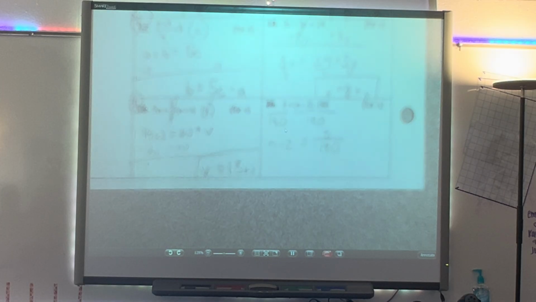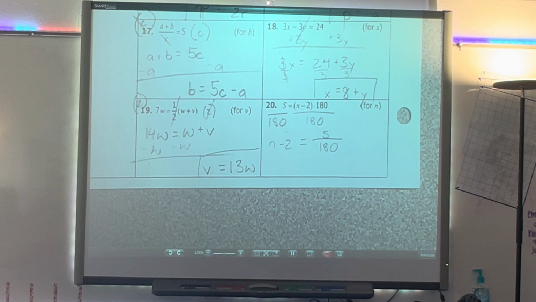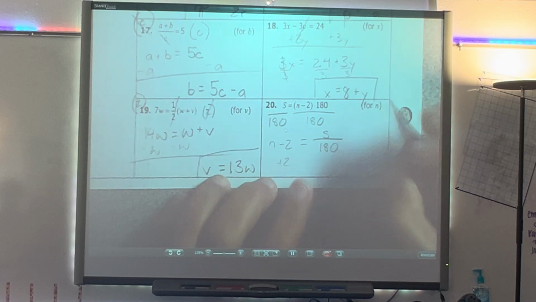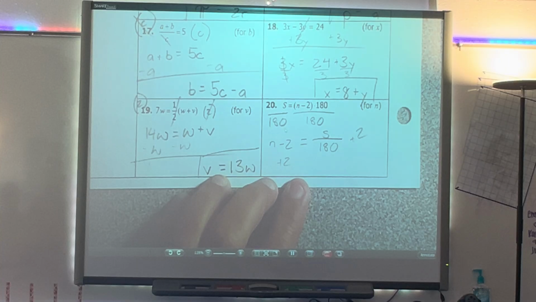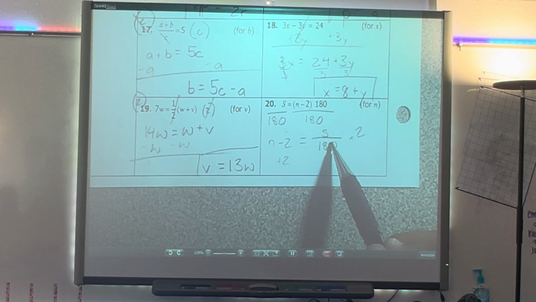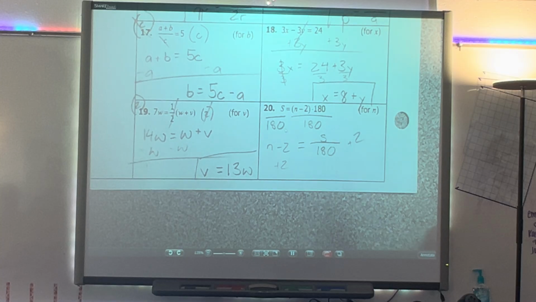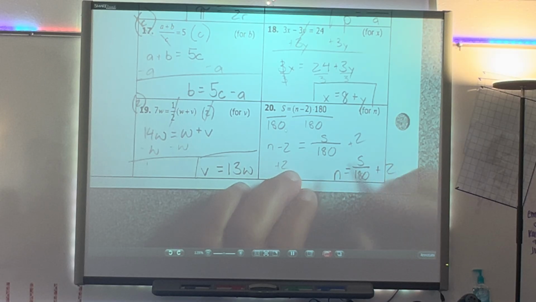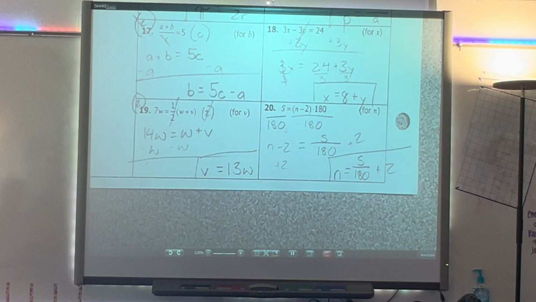Now what needs to go away? The 2. Can I just subtract it from 180? No. Alright, so really, or sorry, add it. I'm gonna add it here, and I'm just gonna add it back there. Does that make sense? Because it's added to this fraction, and I don't know what that fraction is because I don't know what S is. So I have N is equal to S over 180 plus 2. And I'm gonna leave it like that. I'm not gonna do anything else.